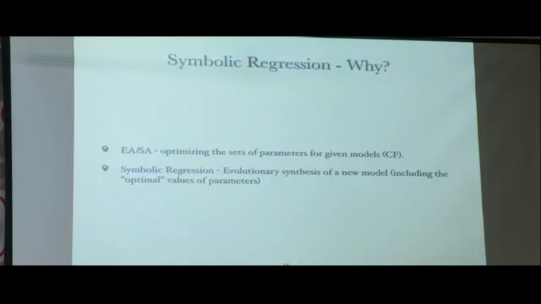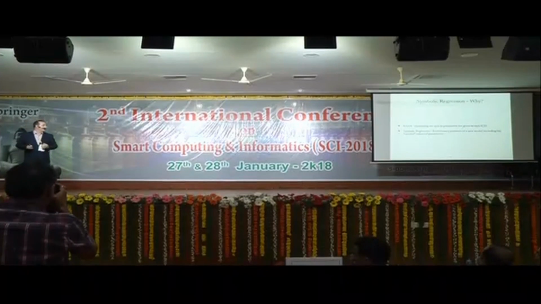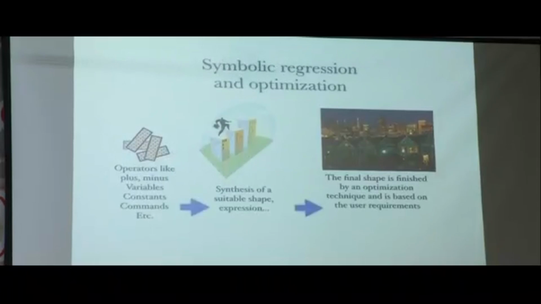So why not use the evolutionary process to evolve this model, including, let's say, the best combination of the parameters? So we are not using the evolution algorithms just for finding optimal combinations of the parameters for some given model, but we can use the evolutionary processes, evolution algorithms, for synthesis, for evolving a whole new model, let's say complex structures, formulas, whatever, depending on the field where we need it, together with the optimal values of these parameters. So this is the symbolic regression.